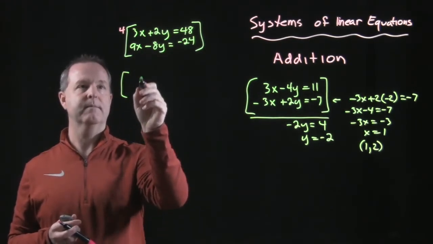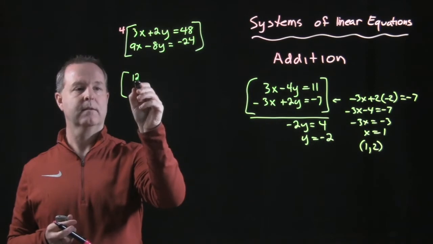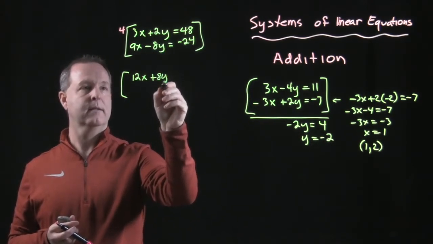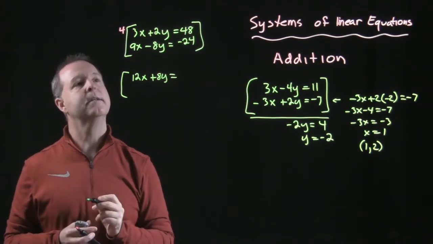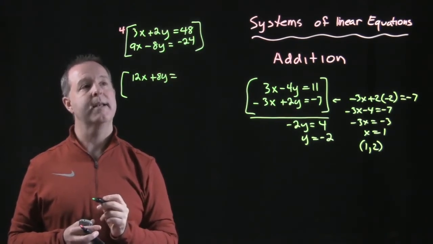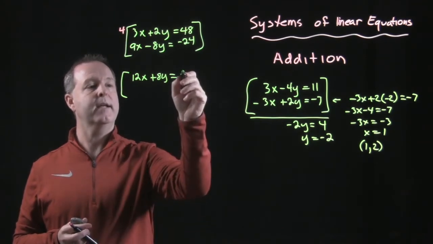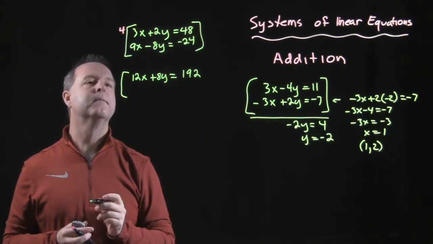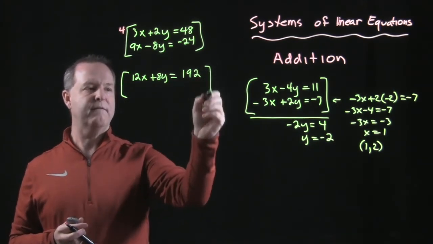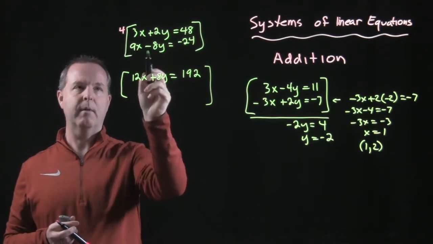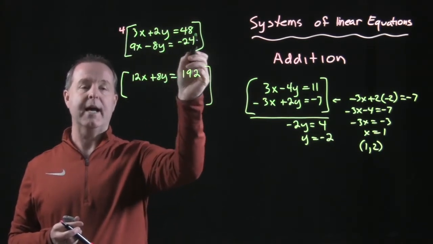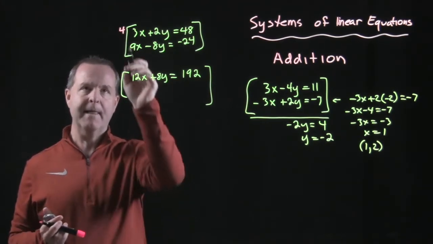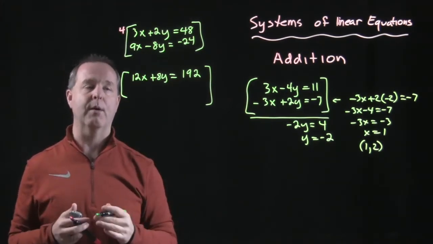So let's rewrite my system. 4 times 3x is 12x. 4 times 2y is 8y. 4 times 48, that's 200 minus 8, so 192. Now, I didn't do anything really fancy there. I basically multiplied both sides of the equation by 4, because that's what we can do. What we do to one side, we do to the other. I just put a 4 as a notation to help me remember what I was doing.